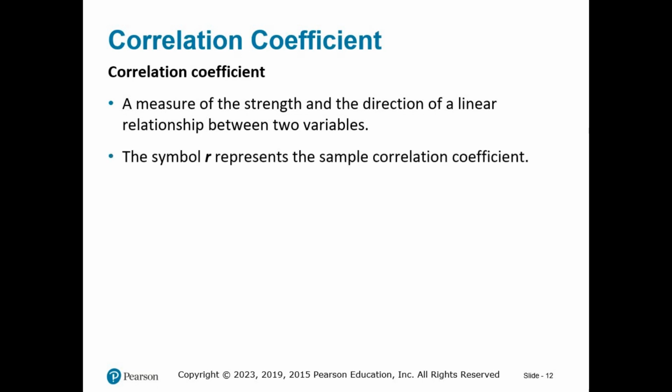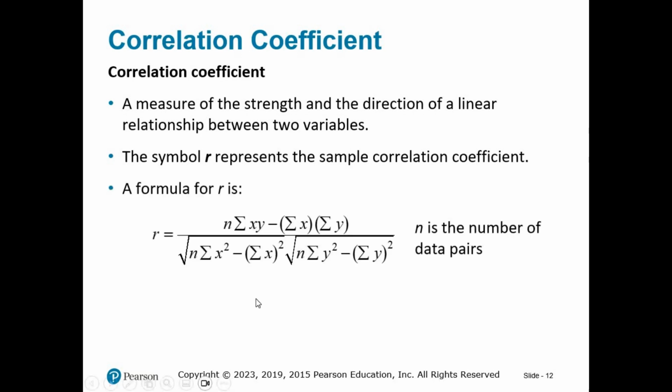The symbol lowercase r represents the sample correlation coefficient. The formula for r looks a little hairy. It is the ratio of n times the sum of x and y minus the sum of x's times the sum of y's divided by the product of two radical expressions. Yes, that looks very scary.